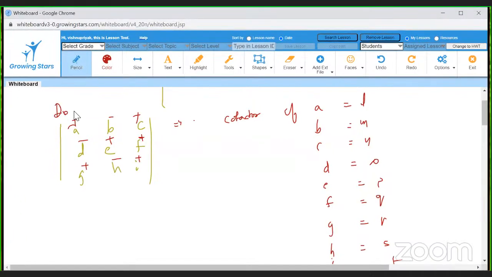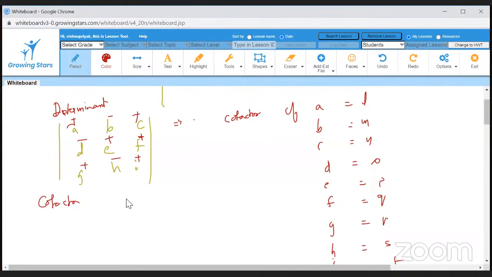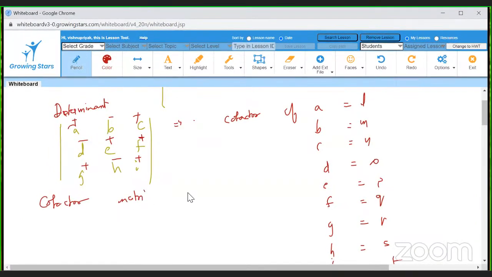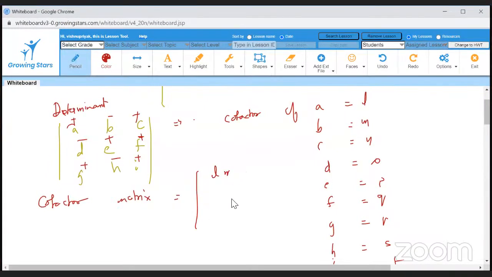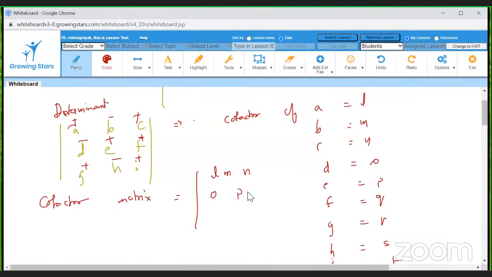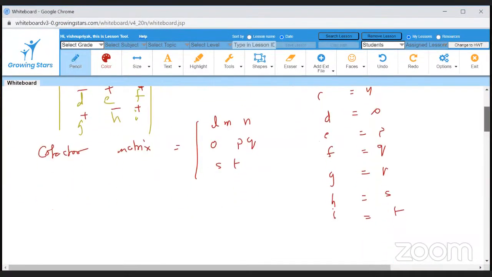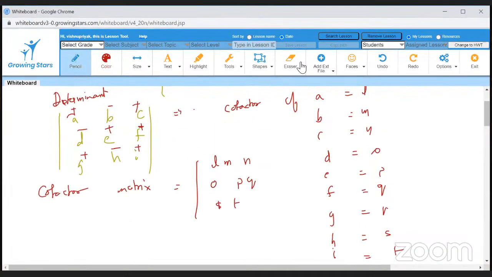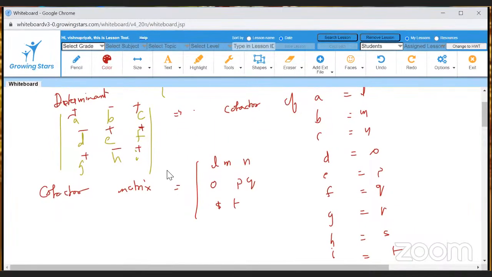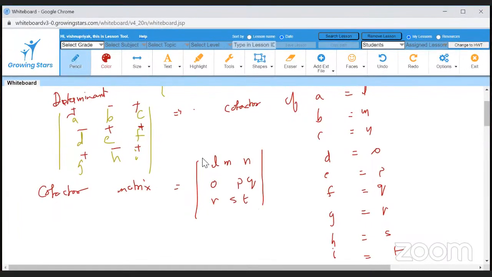Then you will make the cofactor matrix. I took a matrix, then I am making the cofactor matrix. It will be first row L, M, N, second row O, P, Q, third row R, S, T. Cofactors you will write.